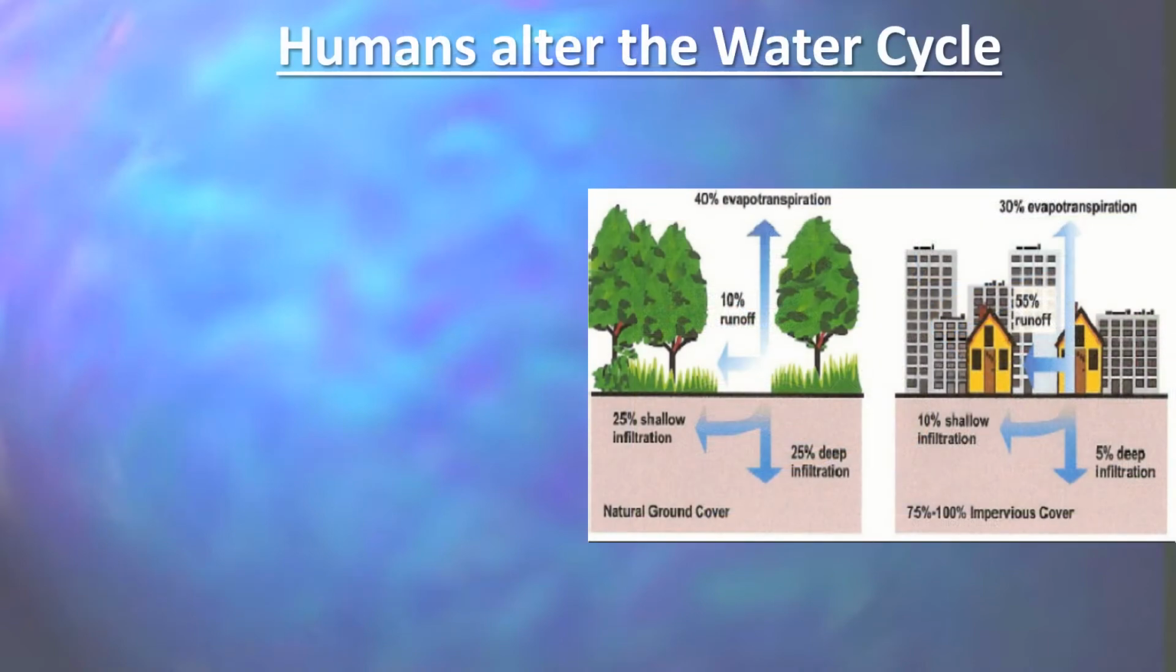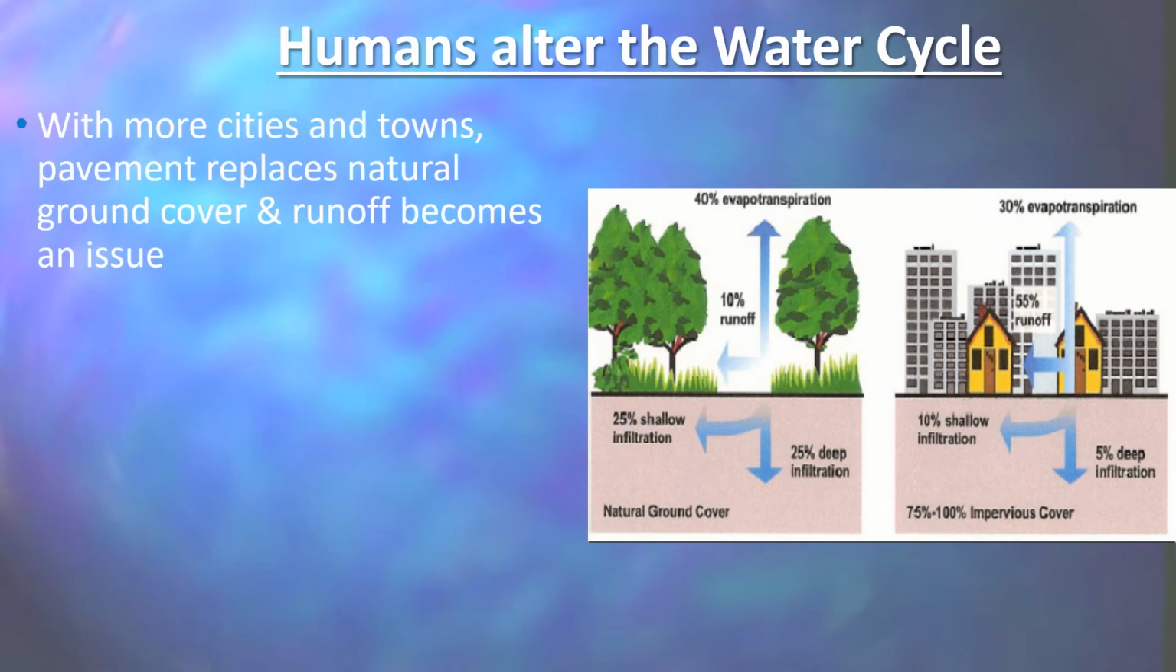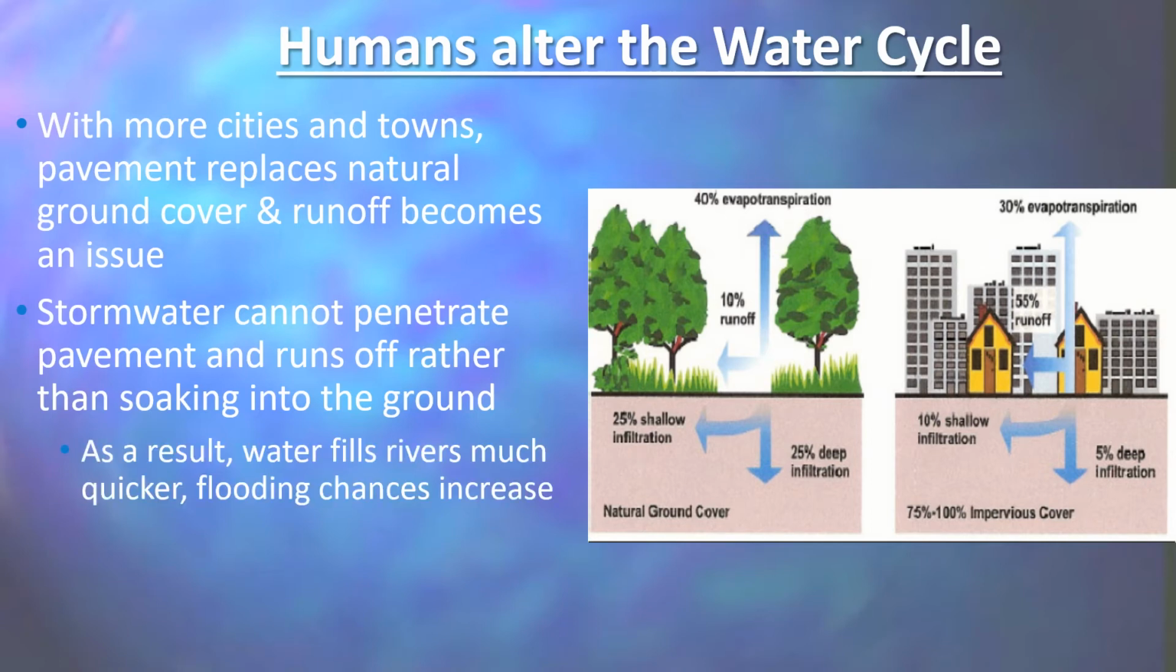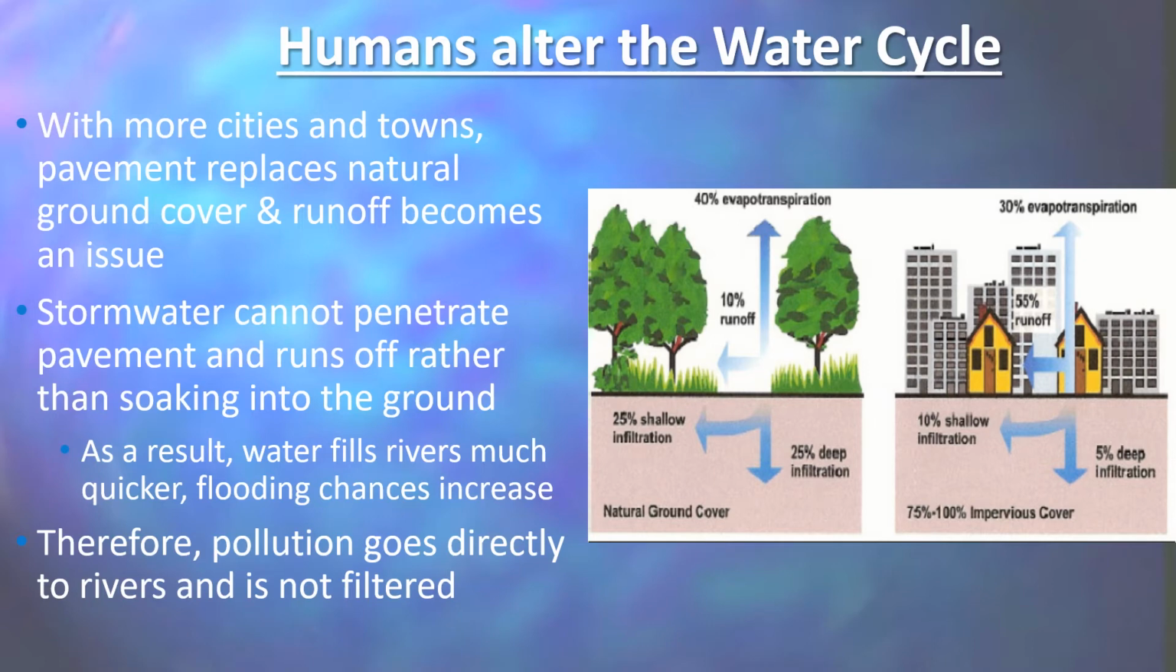Humans alter the water cycle. With more cities and towns, pavement replaces natural ground cover and runoff becomes an issue. Stormwater cannot penetrate the pavement, and water runs directly into storm sewer pipes rather than soaking into the ground. This water isn't filtered as it would be naturally through the soil. Pollution goes directly to the rivers and is not filtered. As a result, water fills rivers much quicker and flooding chances increase.